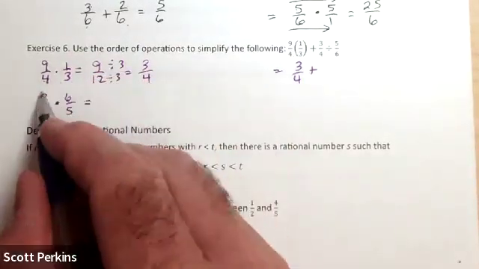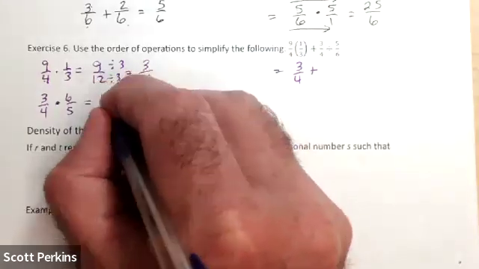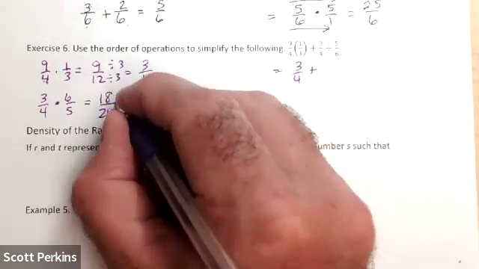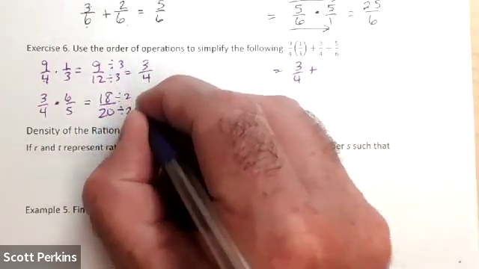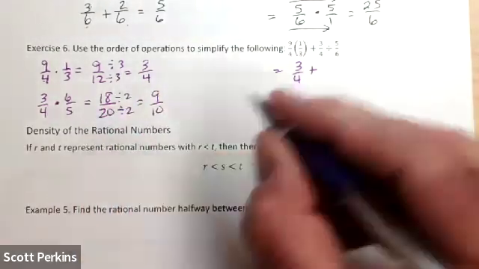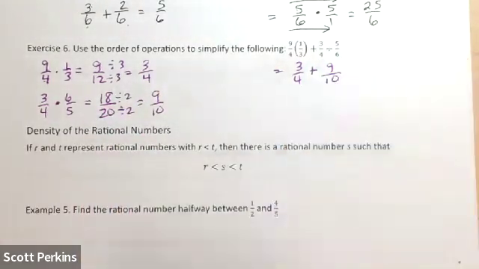And so 3 times 6 is 18. 4 times 5 is 20. Both of those numbers are even, so I'll divide both by 2 to reduce it. 18 divided by 2 is 9. 20 divided by 2 is 10. It doesn't reduce anymore.